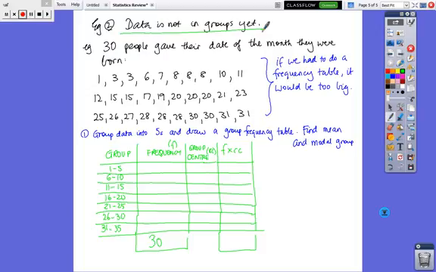So 30 people gave their date of the month they were born, and I've made it easy because I've just arranged them in order from the 1st of the month to the 31st of the month. And if we had to do a frequency table, it'd be way too big. So in this question, I'm saying group them in groups of 5 and then draw a group frequency table and then find the mean and the modal group. So I've started the table for you. So it says group into 5s.